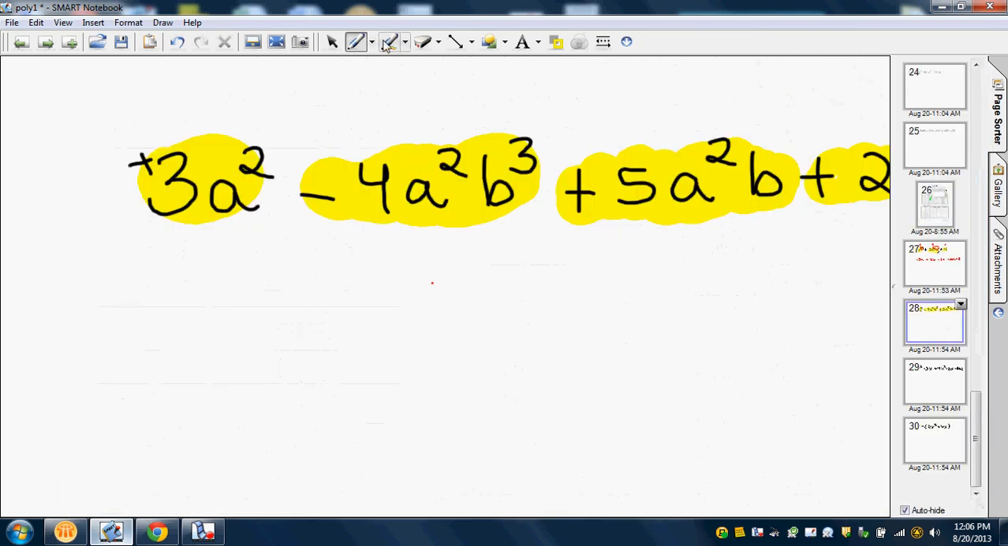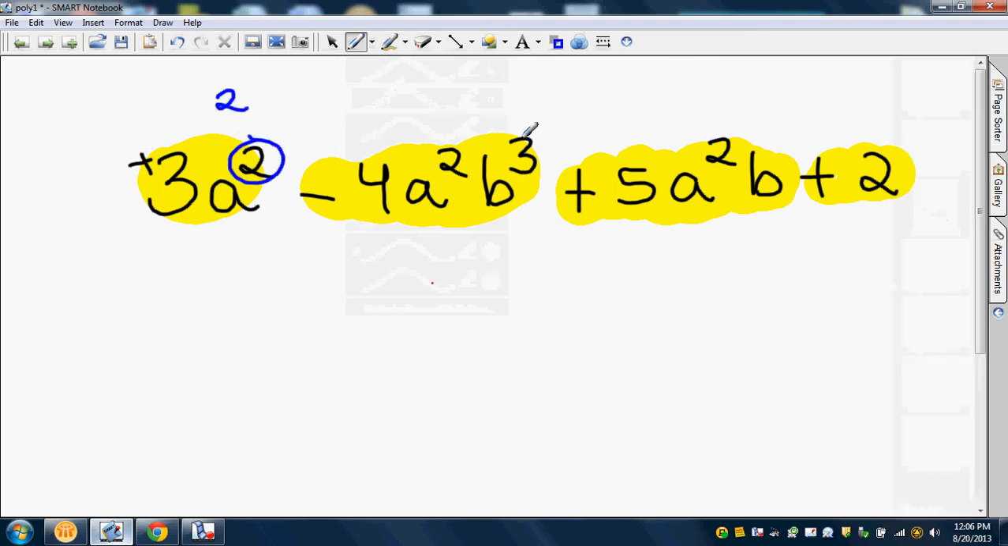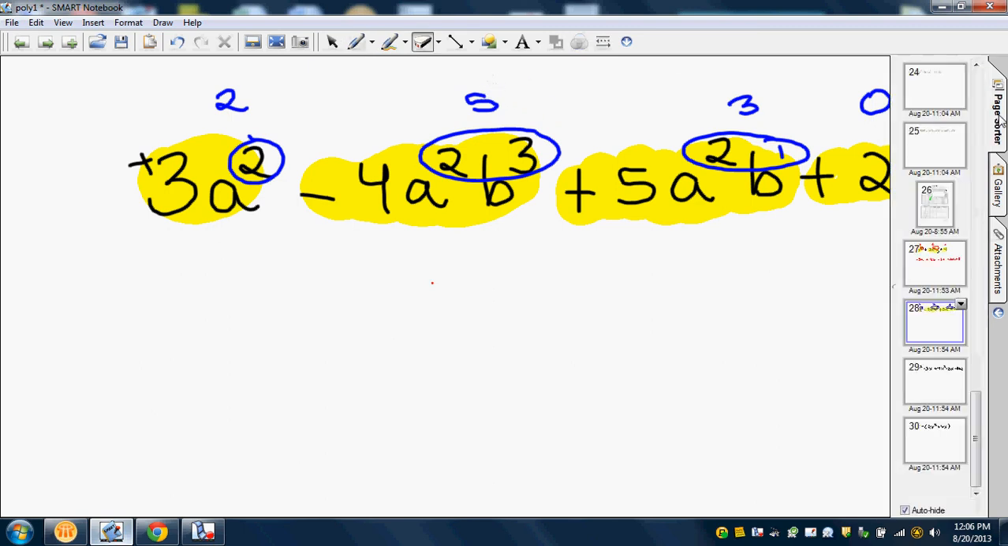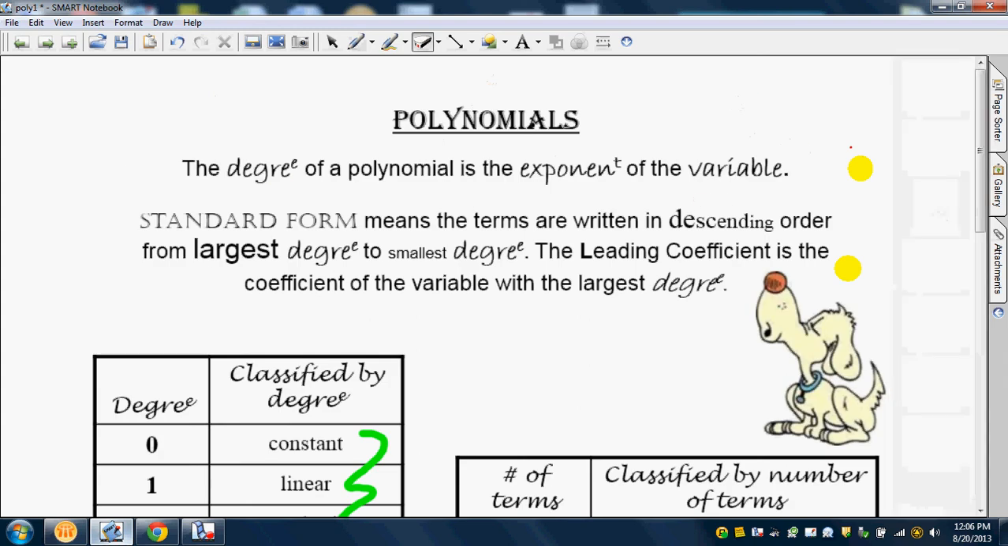And then I can look at the example and see what the highest degree term is. Well, this has a degree of 2, this has a degree of 5, this has a degree of 3 because this is like a 1, and then this has a degree of 0. So because the highest degree is a 5, I come back and look at my little table.